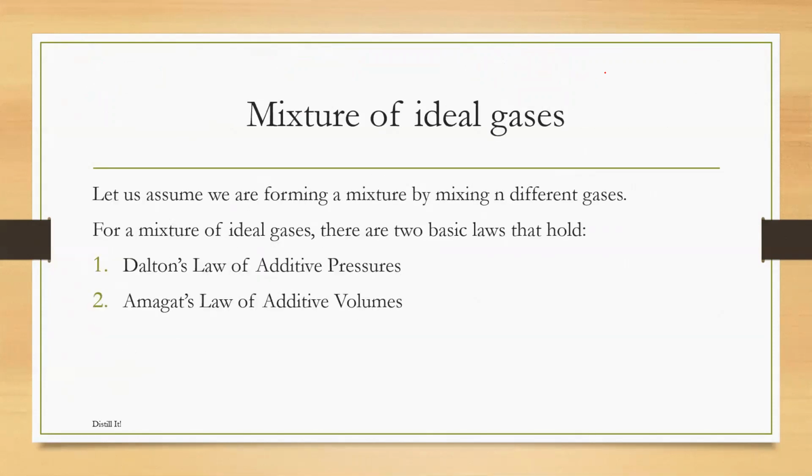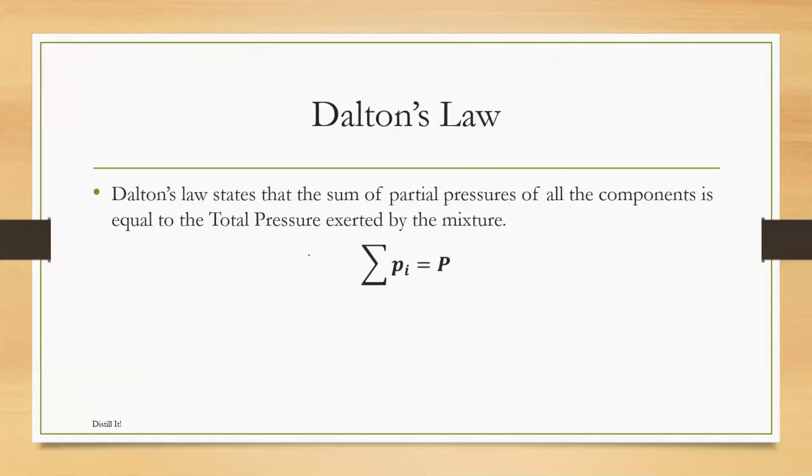Now, let's deal with a mixture of ideal gases. So let's say we have a mixture of n different gases, then there are two laws that would be holding for these gases. The first one is going to be Dalton's law of additive pressures, and the second one is going to be Amagat's law of additive volumes. So let's understand Dalton's law.